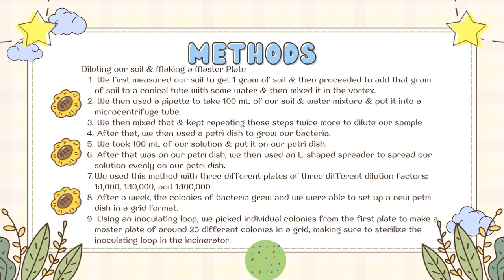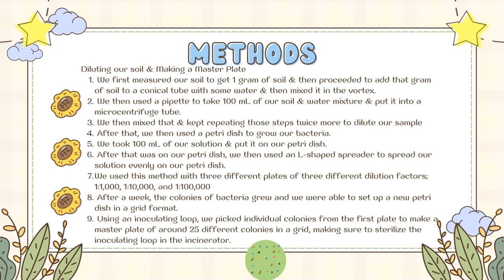After that, we then used a petri dish to grow our bacteria. We took 100 microliters of our solution and put it on our petri dish. After that was on our petri dish, we then used an L-shaped spreader to spread our solution evenly on our petri dish. We used this method with 3 different plates of 3 different dilution factors: 1 to 1,000, 1 to 10,000, and 1 to 100,000.